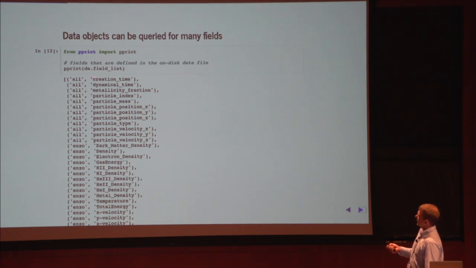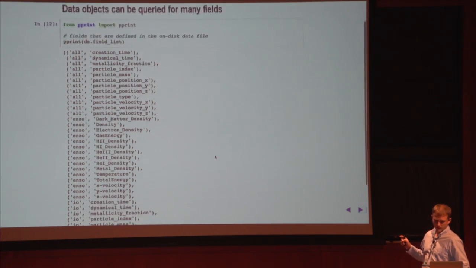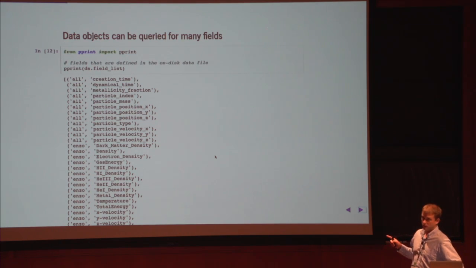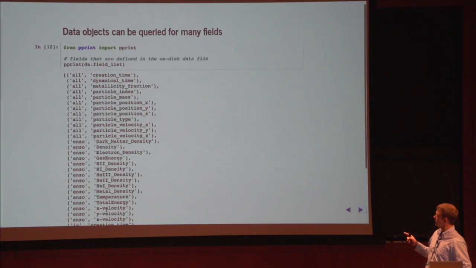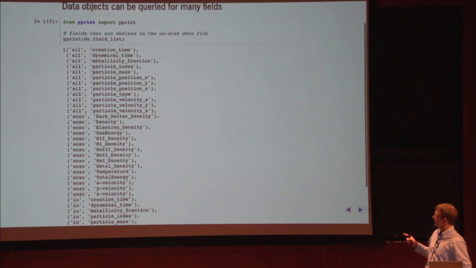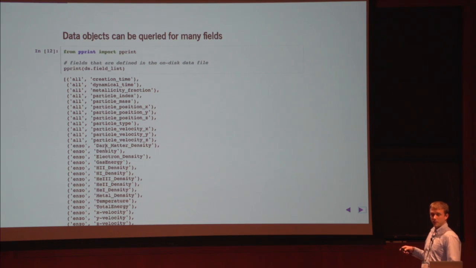So every data set has an object called a field list, and I just say print ds.field_list. It will tell me all the fields that are associated with the data set. What I mean by that is that these are the fields that are stored on disk. So because this is an Enzo data set of cosmology, it's got dark matter density, electron density, gas energy, a bunch of species fields, temperature, velocity fields. Sorry, that won't let me scroll. Some of these other fields are associated with the particles. We make distinctions between particle fields and fields on the grid, but the particle fields are still there.